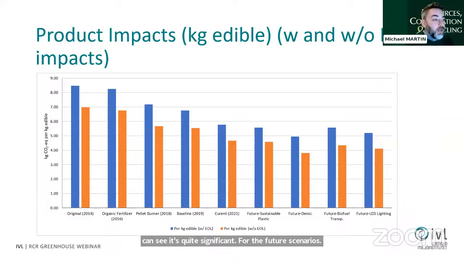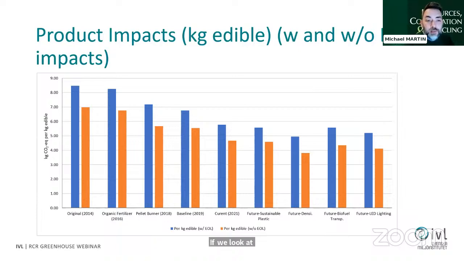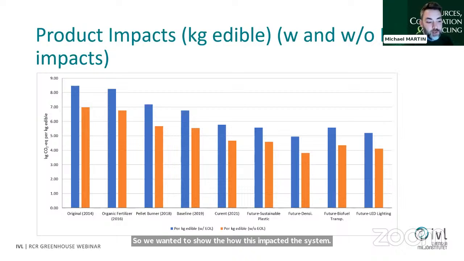If we look at the kilograms of carbon dioxide per kilogram edible, with and without the end of life packaging, so the handling of the plastic waste and the growing media, then we're missing some of the impacts here. So we wanted to show how this impacted the system. So we have with and without end of life. As I mentioned in the beginning, we included this as an important aspect.